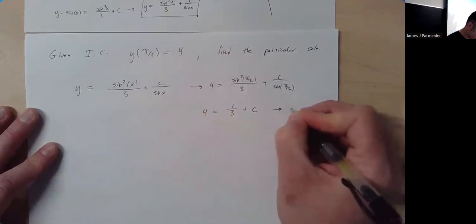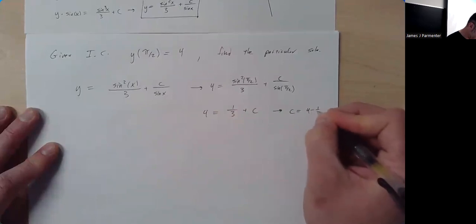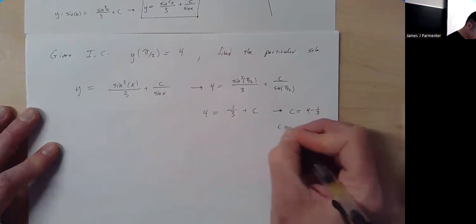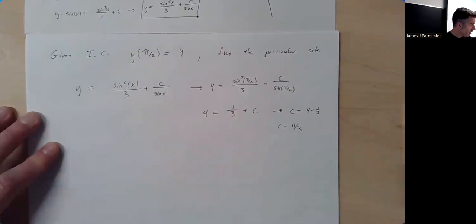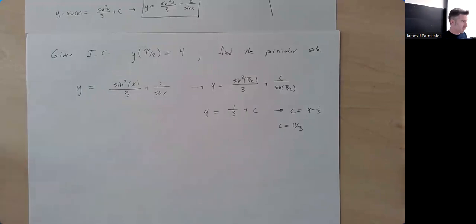So that's going to give us that c is equal to 4 minus 1/3, which is 12/3 minus 1/3, which is 11/3. Oh, right. Sine of pi over 2 is just 1. And so then the thing you have to remember about the particular solution is you're not done when you find c. We're done when we go back and plug in c to the general solution and write the particular solution.